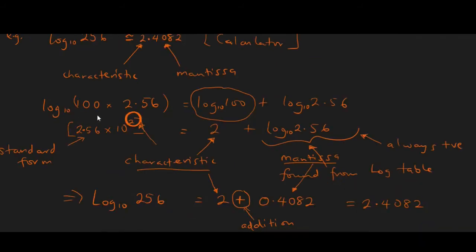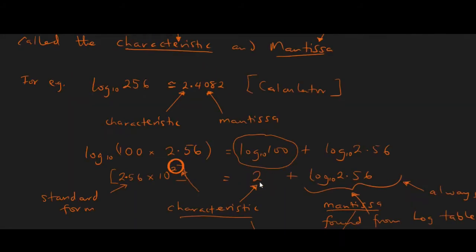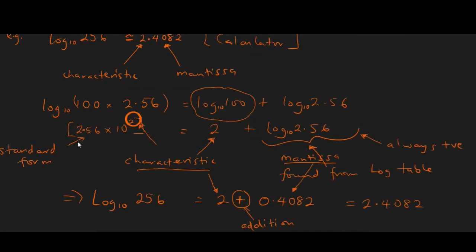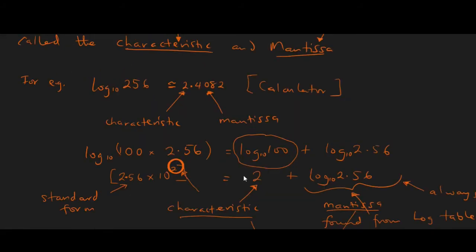Now, if you remember, this format is the standard form. If we use the product rule of logarithms to break this down, we will get log to the base 10 of 100 plus log to the base 10 of 2.56, which eventually results in 2 plus log to the base 10 of 2.56. Now, it is easy to find this number 2. How? If we express the number in standard form and then find the logarithm of that expression, we will get log to the base 10 of 10 raised to the power 2. So the 2 here is the exponent of the number 10. So it is easy to find this one.